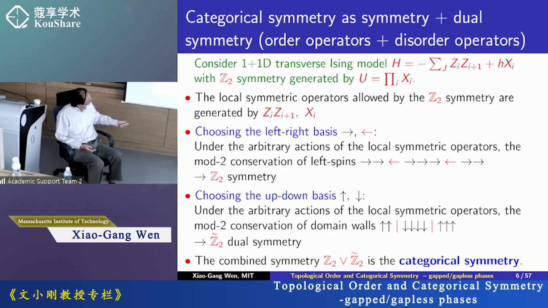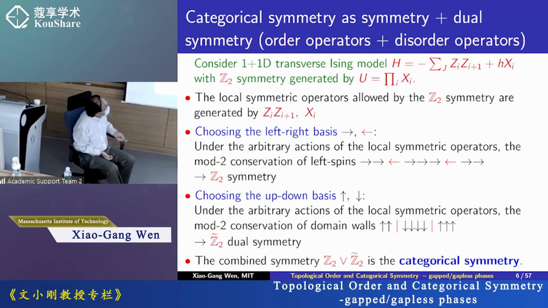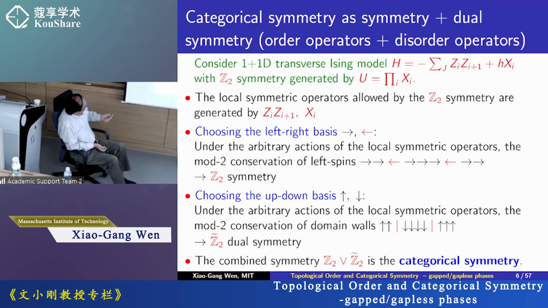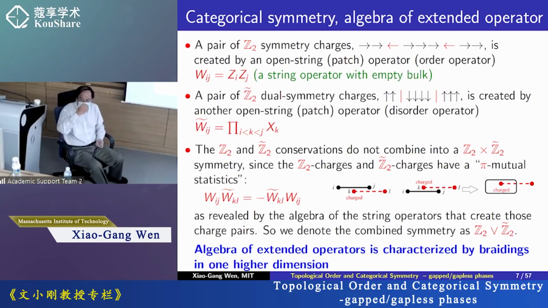We use this symbol V, not the times. When we combine two symmetries, it's just Z2 times Z2. Why do we use V, not times? To understand that, let's consider this symmetry more carefully. When you have a symmetry, we should have a charge operator, the operator that creates a charge. But here we want to consider the operator that creates a pair of charges, because the operator creating a pair of charges represents the mod 2 conservation: two charges can annihilate. So the operator creating a pair of charges is an allowed operator.